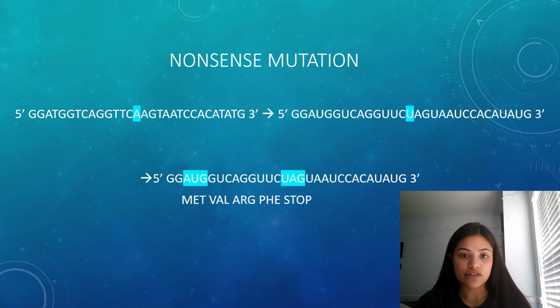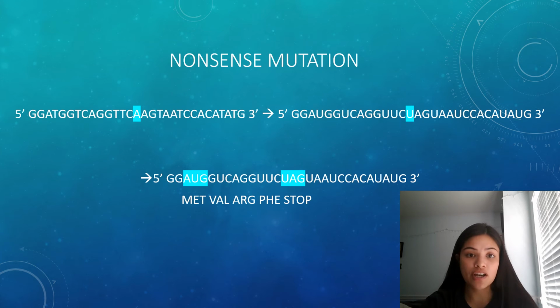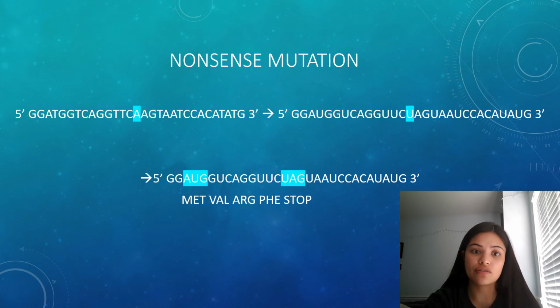A nonsense mutation is a point mutation where when you change one of the base pairs, it actually ends up being a stop codon instead of the amino acid. So here we've changed from A to U, and that is also a transversion because you've gone from purine to pyrimidine. And it results in this stop codon here. The original strand had LYS in it and then a stop. But here it stops early with UAG.